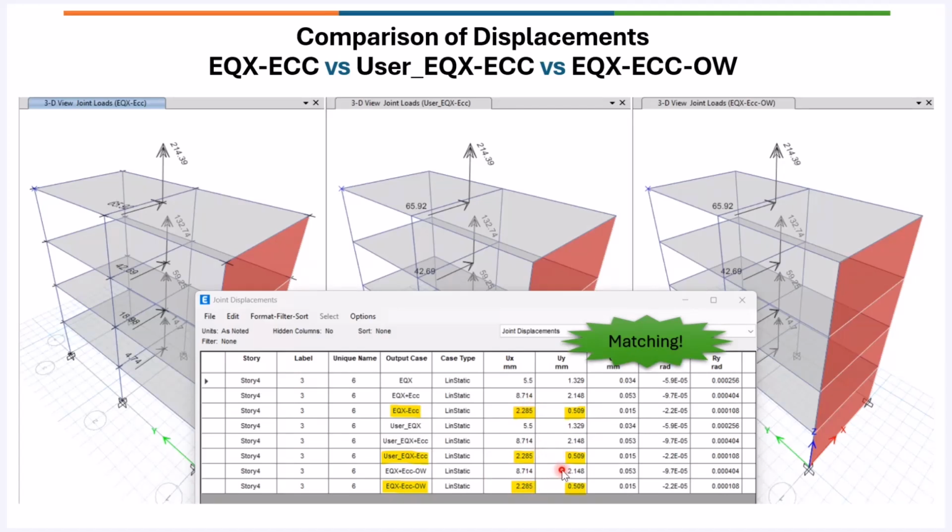Right. So depending on the situation and your need, you can use either of these options available to induce torsion for the design.